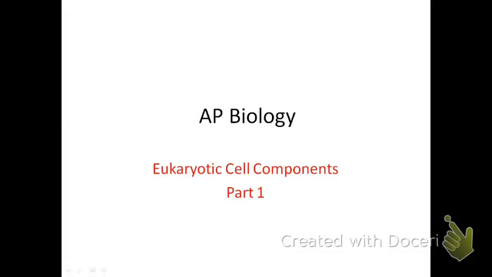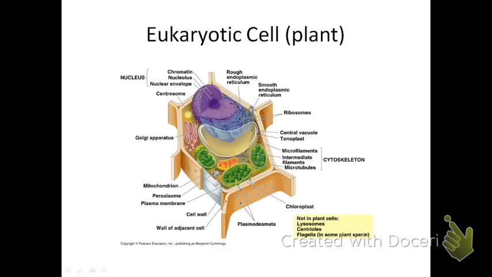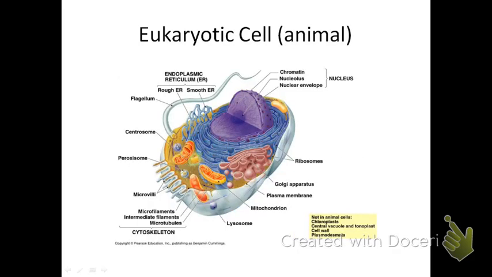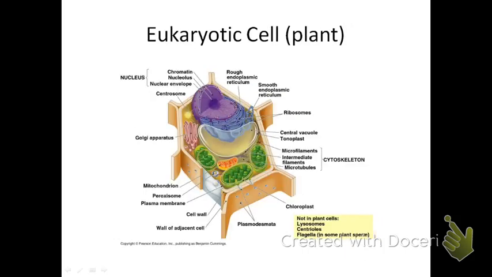Hello, this is Mr. Russell, your AP Biology teacher, and today we're going to be talking about eukaryotic cell components. When we look at these, there are three main parts of a eukaryotic cell. Here we're going to look at a plant cell and an animal cell. There's your animal cell. So we look at this, we've got three main parts.